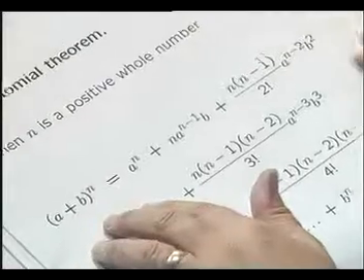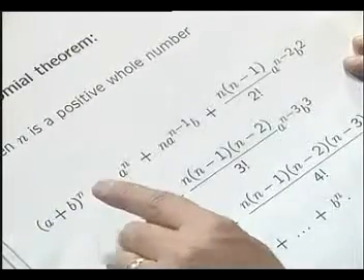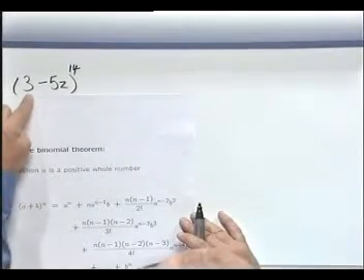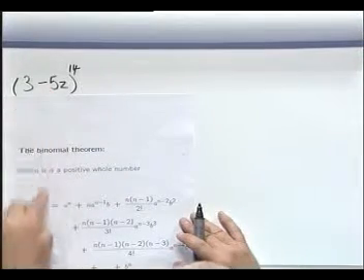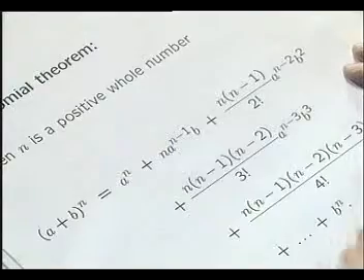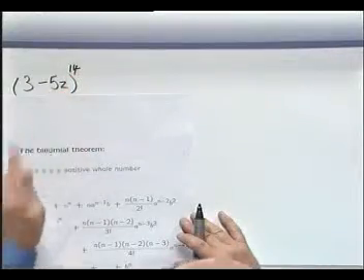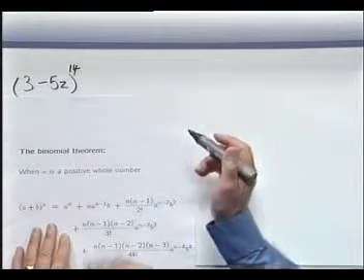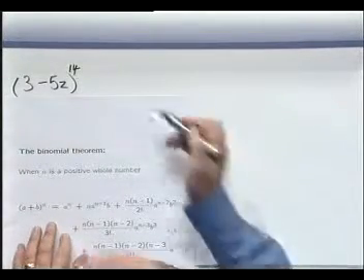I'm going to use the original form of the theorem, the one I have here in terms of a plus b to the power n. A will be 3. Now b is a negative number. B will be minus 5z. N's going to be 14. But we can still use the theorem. Let's see what happens. And in this problem, I'm just going to generate the first 3 terms.